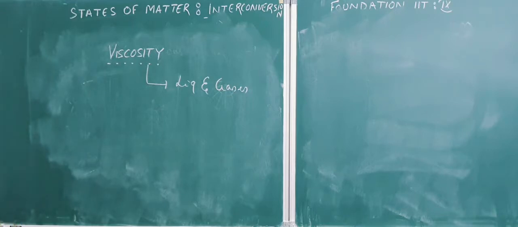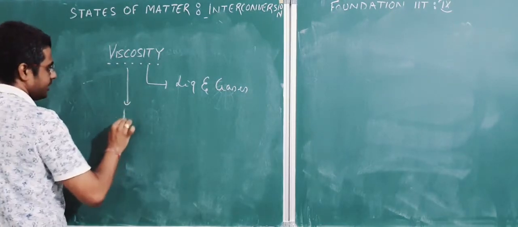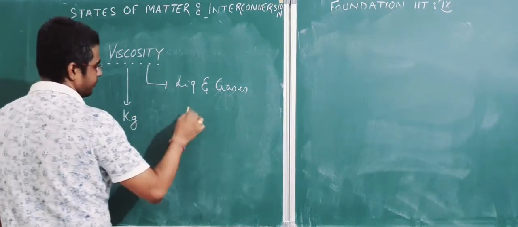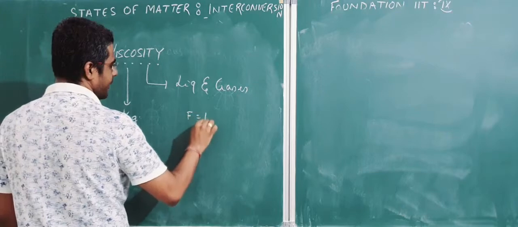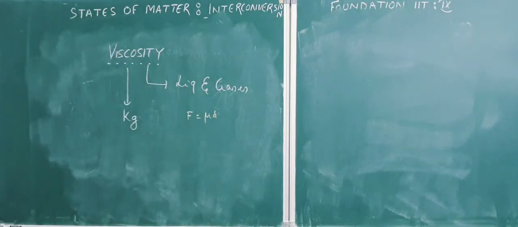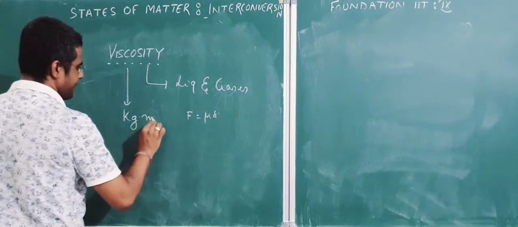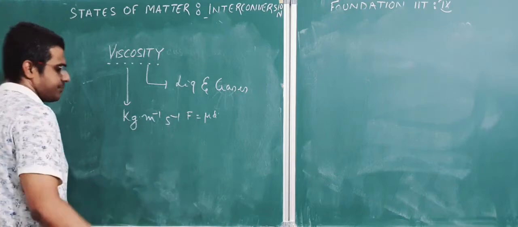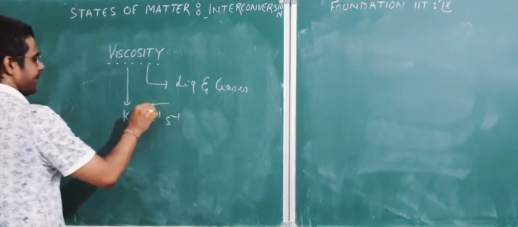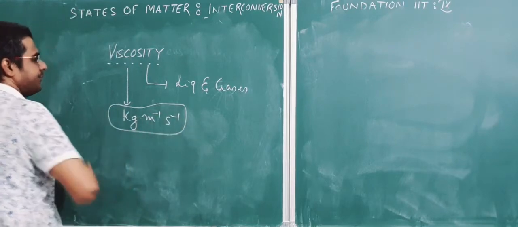It's the internal property of the liquids and gases. Units you have to write down here. The unit is kg per meter per second. This is the unit of viscosity.